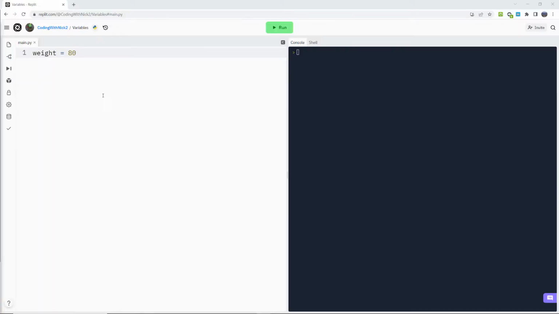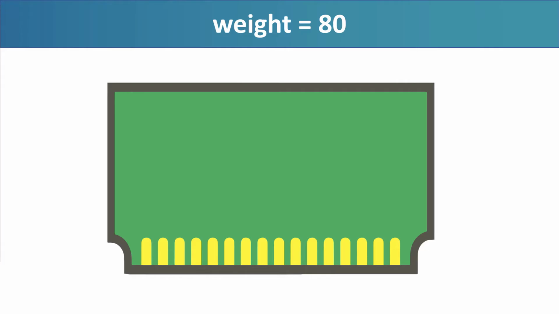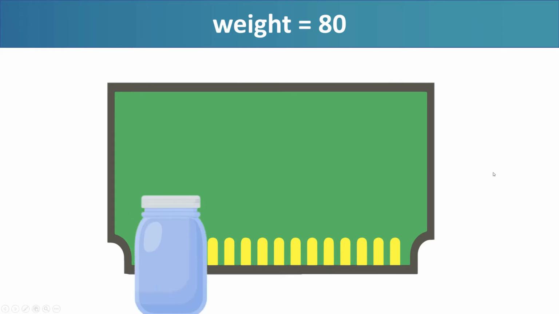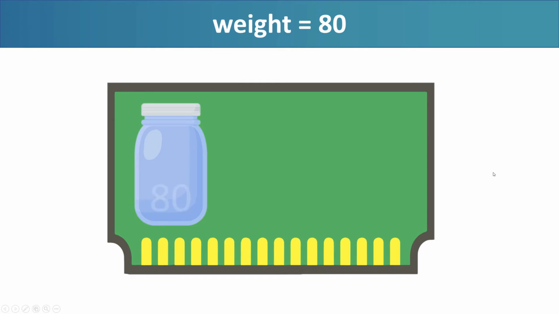Now let's run the command and see what happens. We hit the run button here and as you can see nothing happens. Why? The command created a small container in the computer memory and put the value 80 in it. The container got a label from us and that label was weight. All the magic happened in the computer memory and we didn't instruct the computer to print something.